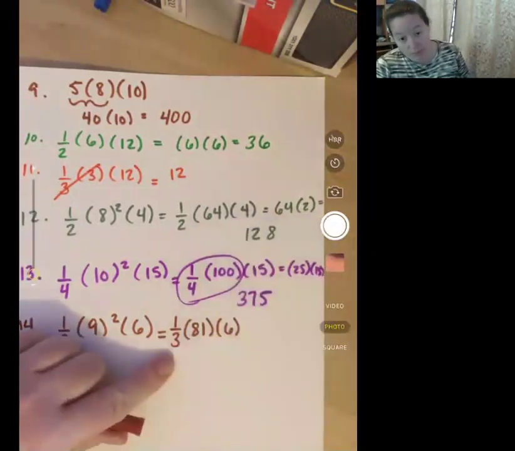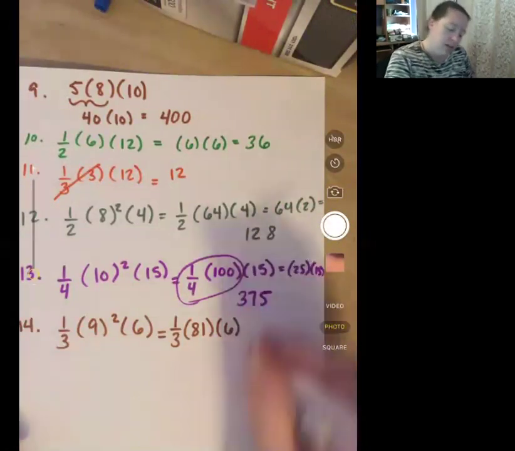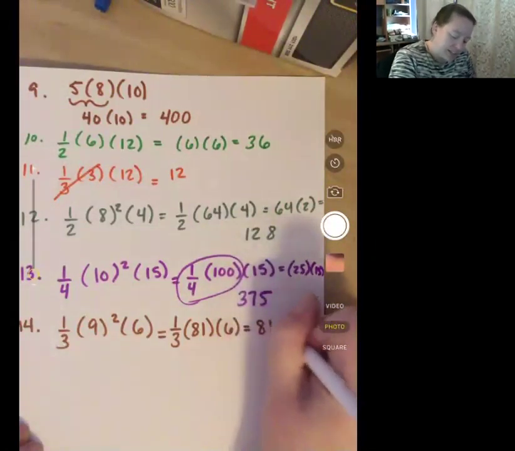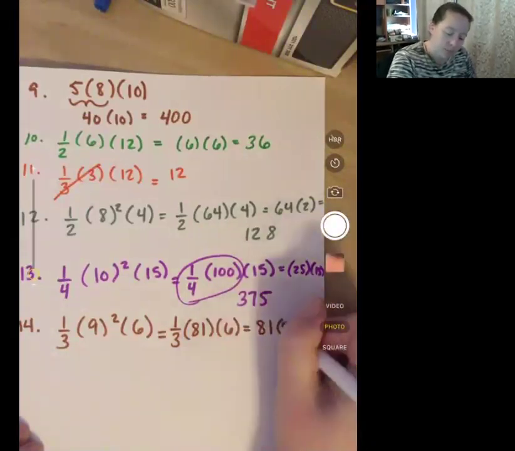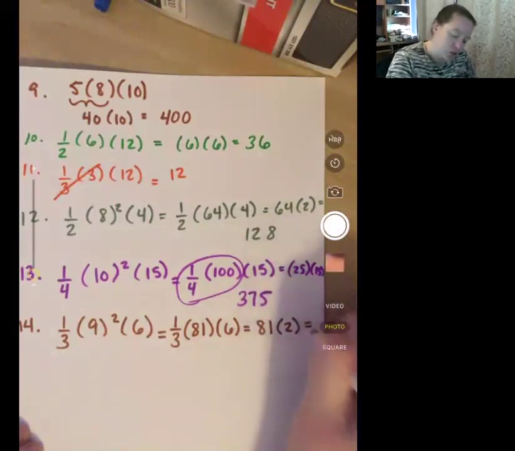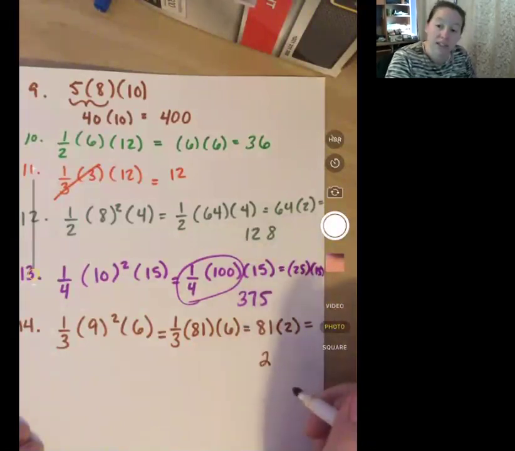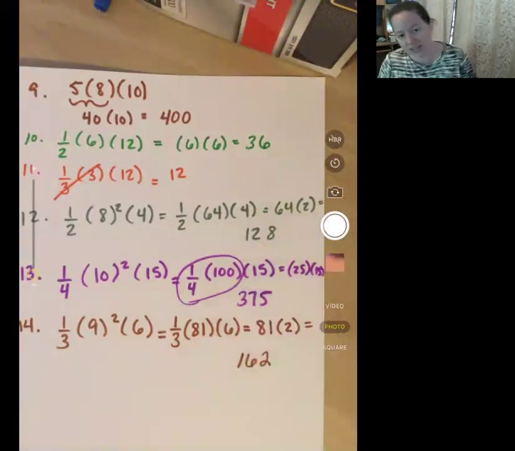I have that 3. I can divide that 3 out of something. I am probably going to divide that 3 out of the 6 just because it's a lot easier to do. So I end up with 81 staying the same, and then 6 divided by 3 being 2. So I have 81 times 2. 2 times 1 is 2. 2 times 8 is 16. 162.